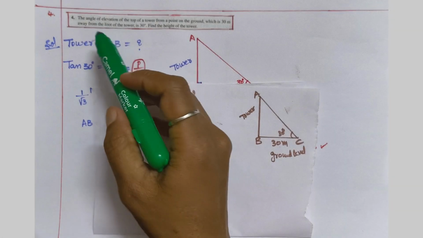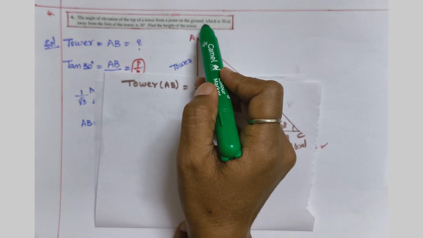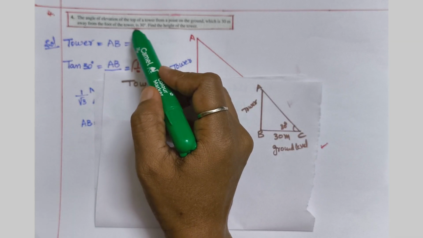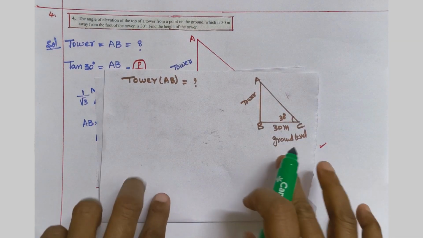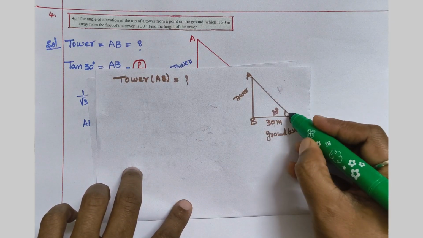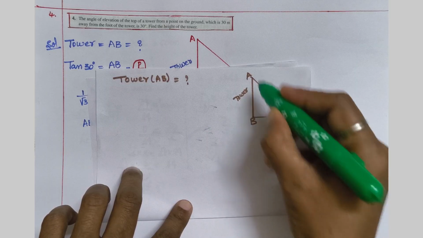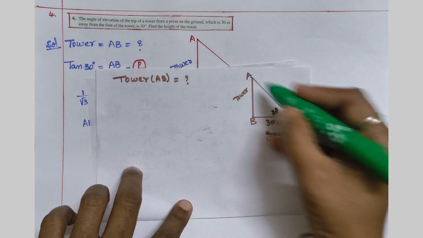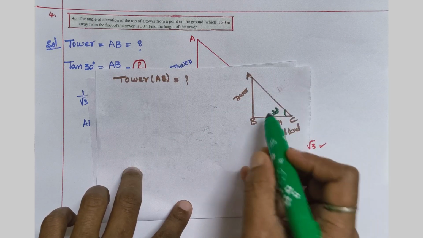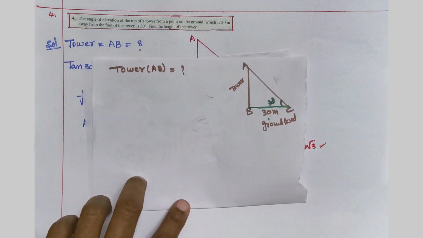Now the fourth question. The angle of elevation of the top of the tower from a point on the ground, which is 30 meter away from the foot of the tower, is 30 degree. Find the height of the tower. This is the tower. Okay. This tower's angle of elevation, how much degree is there? 30 degrees. Next, from this tower to here, what is the distance? 30 meter distance is there.